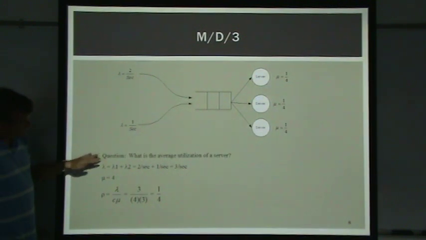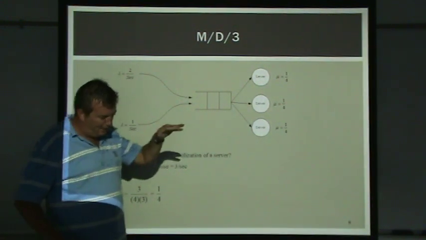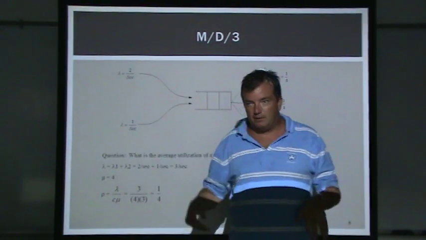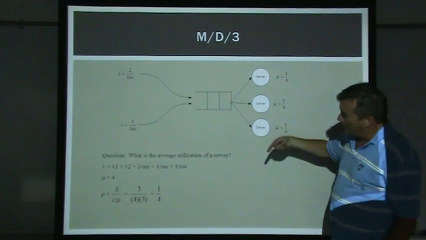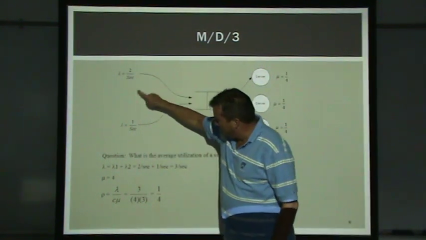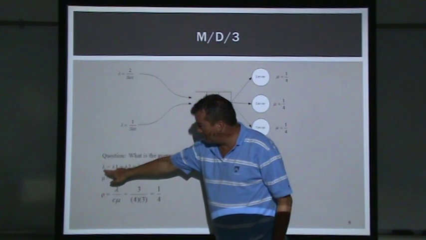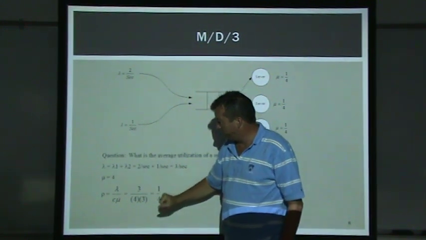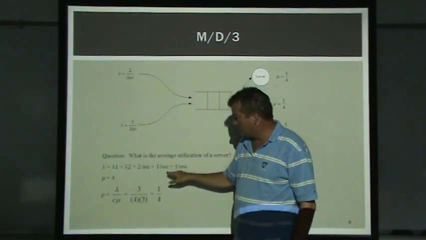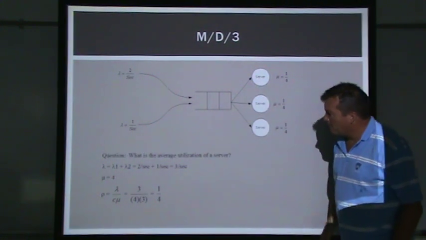So let's see the question: what is the average utilization of the server? The average utilization of the server, we said, was the rate in divided by the rate out. So we have to figure out the rate in first. The rate in is these 2 added together. So the rate into the queue is lambda 1 plus lambda 2, which is 2 per second plus 1 per second equals 3 per second.